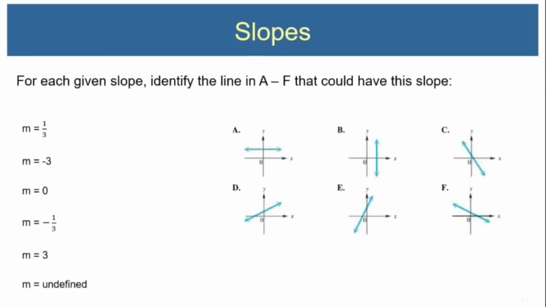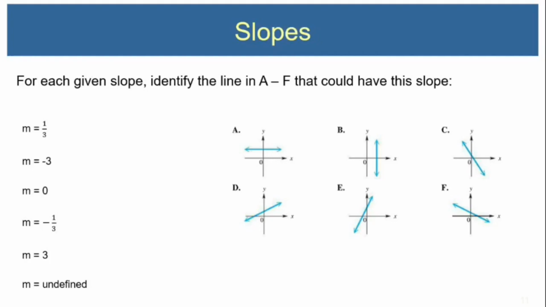Now we've got this little practice problem that I want to look at with you. So it says for each given slope, identify the line in A through F that could have this slope. So we have 6 different graphs here, and notice there are no numbers, so we really can't calculate the slopes, but we're just going to use what we know about the orientation of the line to help us eliminate some of the choices.